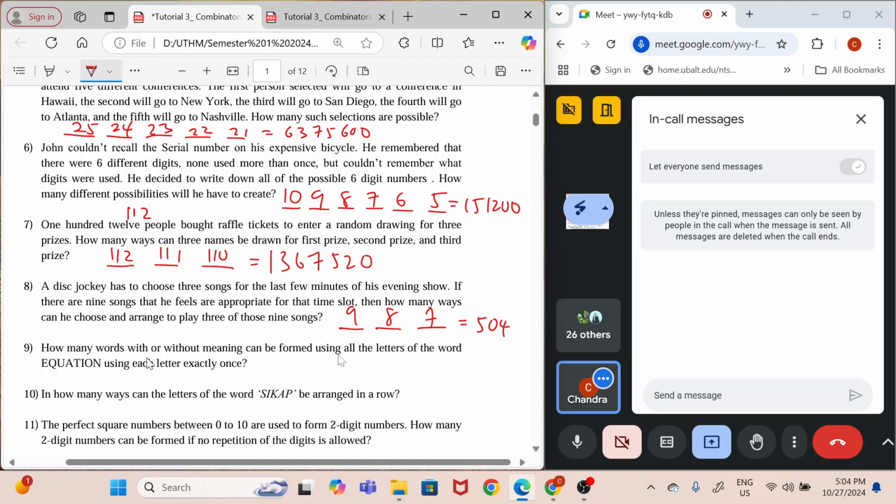How many words with or without meaning can be formed using all the letters of the word EQUATION? So basically we have to use all the letters. No, we cannot choose, we have to use all. How many? 1, 2, 3, 4, 5, 6, 7, 8. So 8 factorial. Is there any same letter there? E, Q, U, A, T, all are different letters. So this is the answer. If there is a similar letter, we have to divide by that factorial.